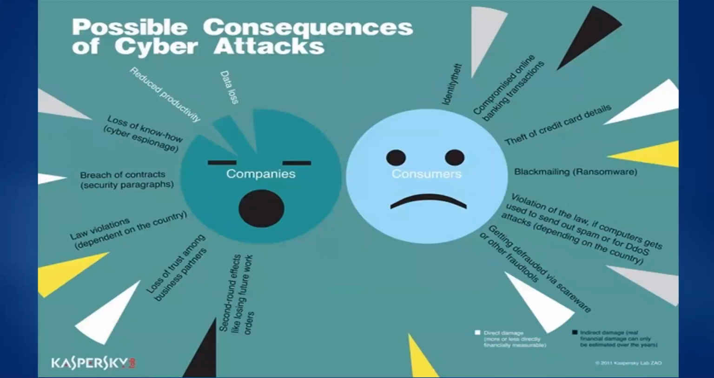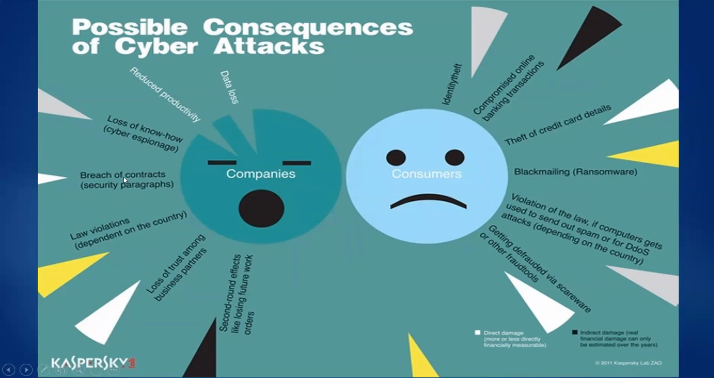Okay, so this is a really nice slide. This sums up what can happen, some of the downsides. Mr. B, you mentioned identity theft. Cybercrime can attack people's banking transactions. Again, a bit like identity theft, the theft of credit card details. Blackmailing, ransomware has been in the news quite a lot. The violation of the law, if computers get used to send out spam, so taking over someone's computer and using it as a platform for other attacks, like the DoS that we mentioned.